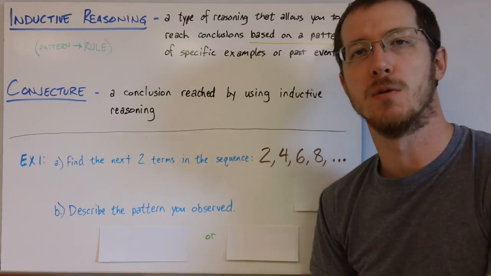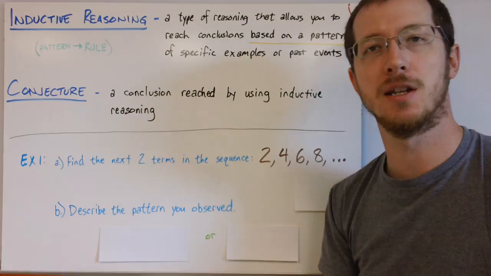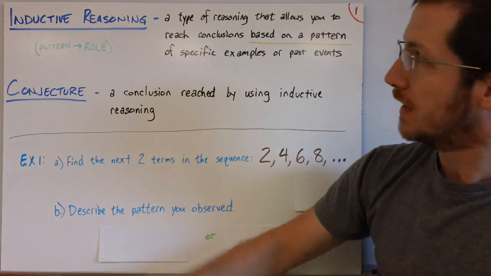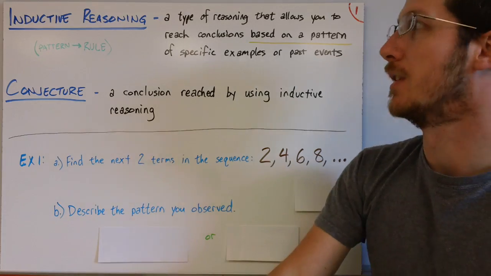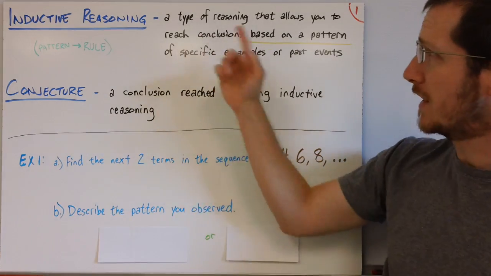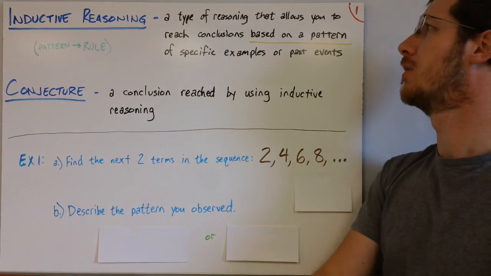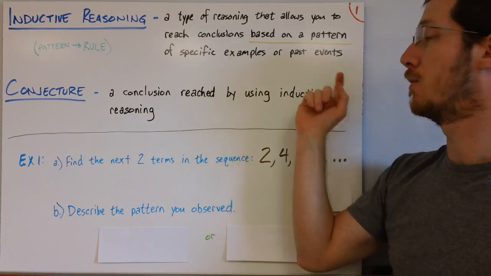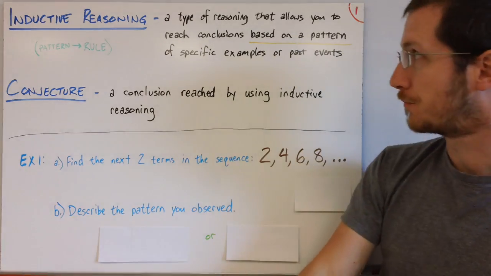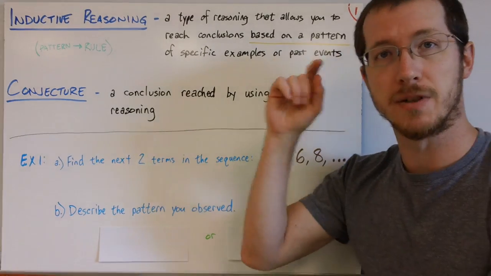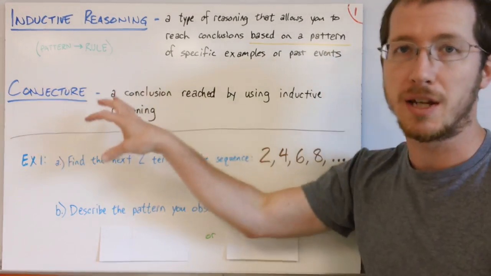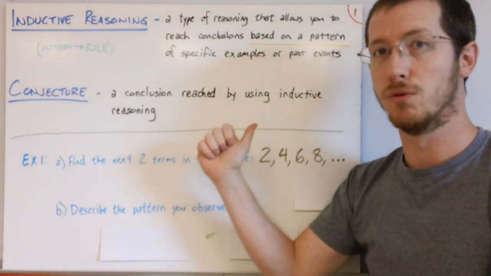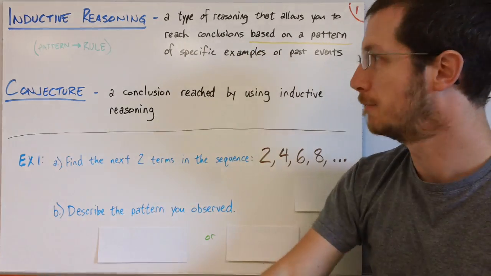Okay, in this video we're going to talk about inductive reasoning, conjectures, and counterexamples. So let's start off with inductive reasoning. What is inductive reasoning? It's a type of reasoning that allows you to reach conclusions based on a pattern of specific examples or past events. You can think of inductive reasoning as going from a known pattern and then coming up with a rule or a conclusion based on that pattern.